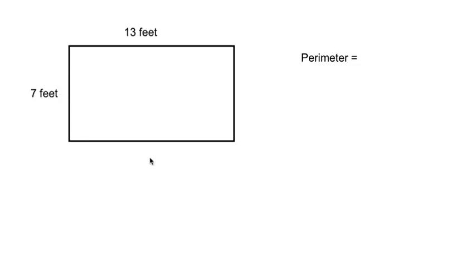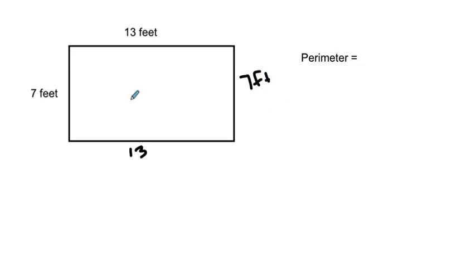So I have a rectangle here, and I know that this side of the rectangle is 13 feet and this side of the rectangle is only 7 feet. But I need to find the length of these two sides before I can do my perimeter. So if this side is 13 feet, I know that this side is the same, 13 feet as well. And I know that this side is 7 feet, so this side must also be 7 feet.